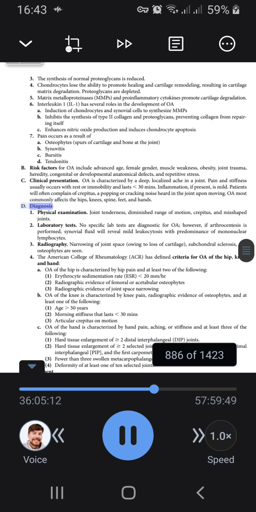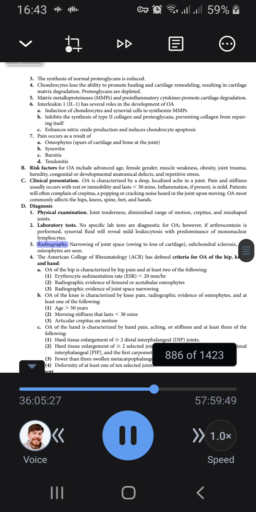D. Diagnosis. 1. Physical examination: joint tenderness, diminished range of motion, crepitus, and misshaped joints. 2. Laboratory tests. No specific lab tests are diagnostic for OA. However, if arthrocentesis is performed, synovial fluid will reveal mild leukocytosis with predominance of mononuclear lymphocytes.